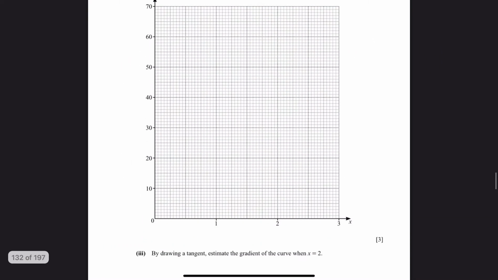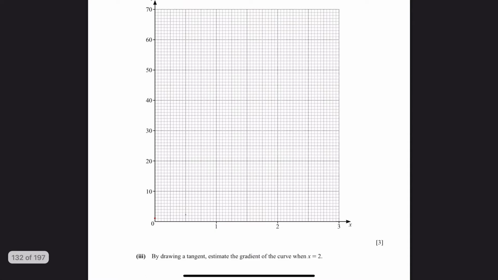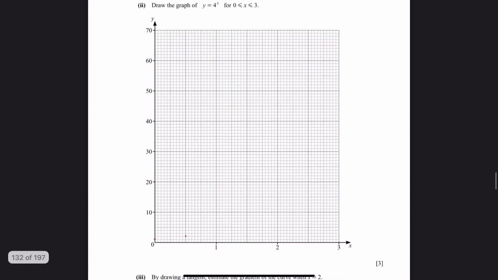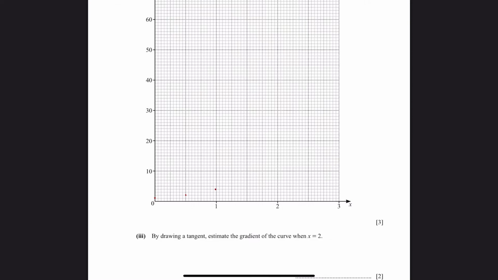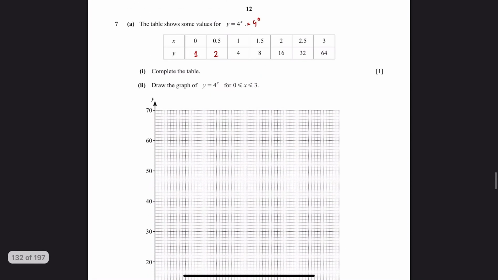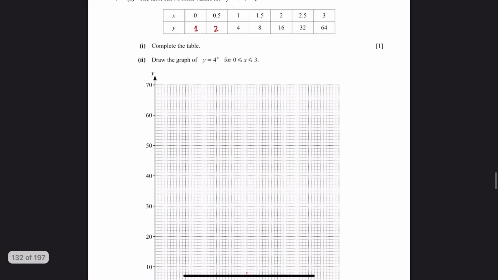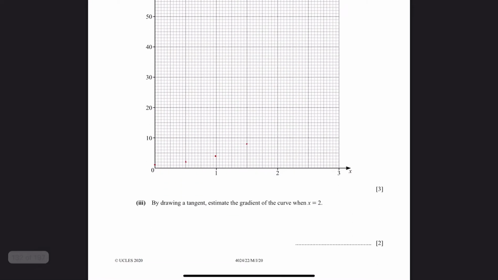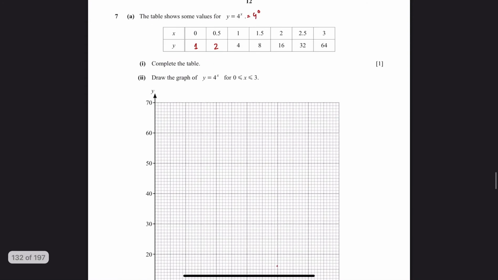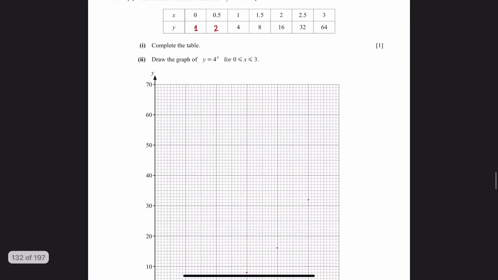So I'm going to start plotting 0 and 1, 0.5 and 2, 1 and 4, 1.5 and 8, 2 and 16, 2.5 and 32. This is what we call an exponential graph. It's rising rapidly now.